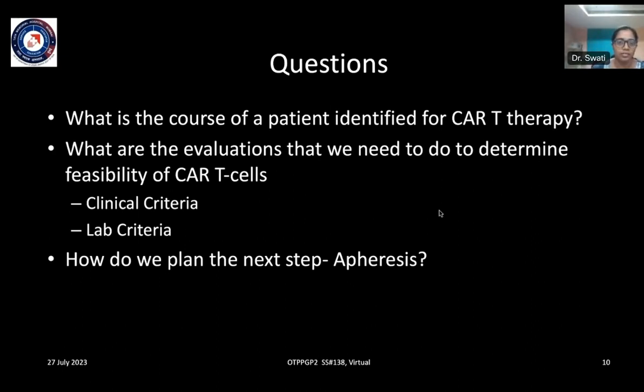Right, wonderful. Okay, so what are the evaluations that we need to do to find out whether a patient is eligible for CAR T cells or not? Anybody else would like to try, or you'd only like to go? Go ahead.